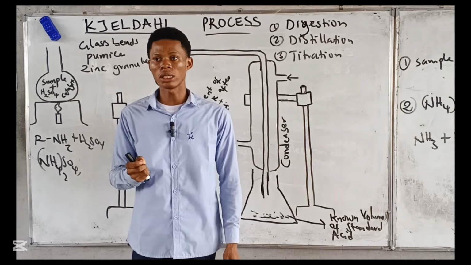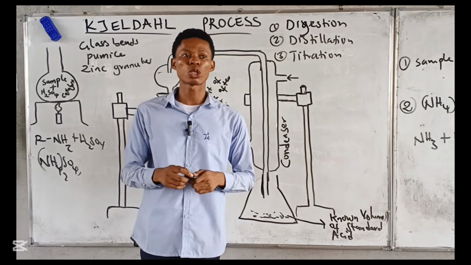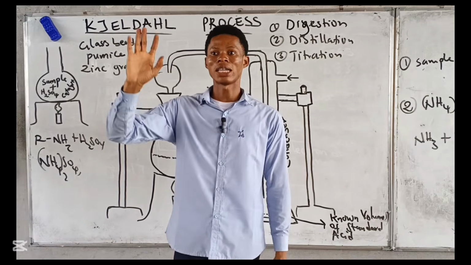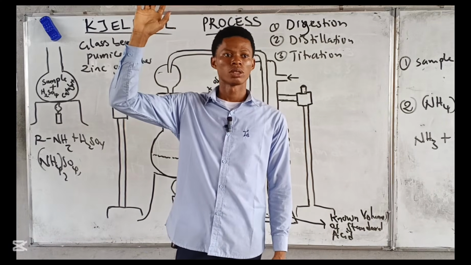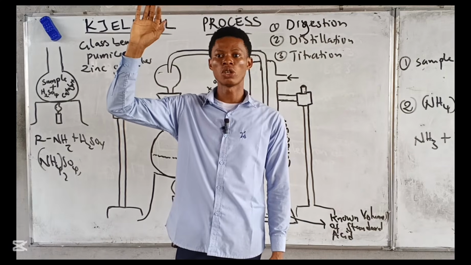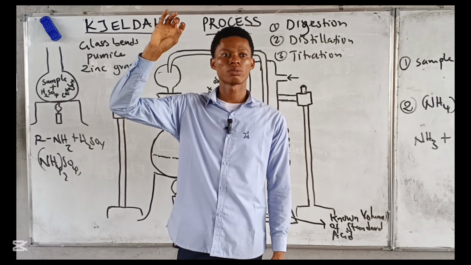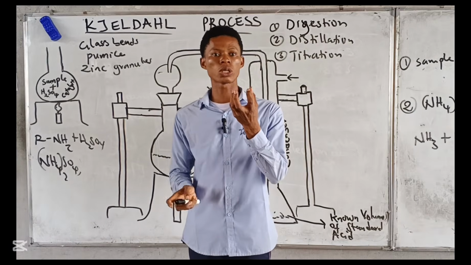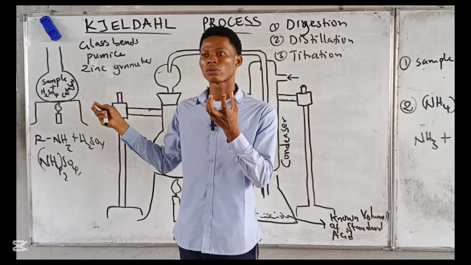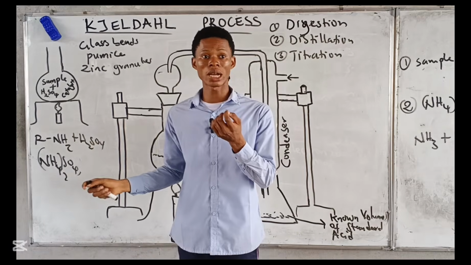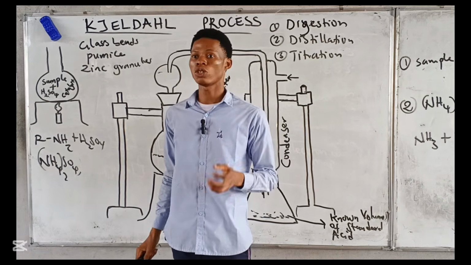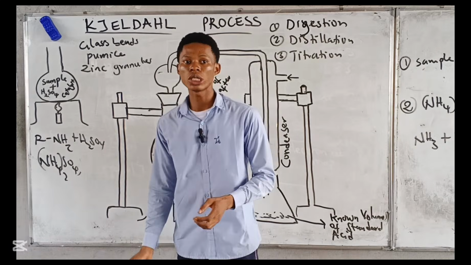Now let me run through it again. We said the Kjeldahl method is used to estimate the amount of nitrogen in a sample, right? And it has 3 steps. What, and what? Digestion, distillation, and what? Titration. And we say in digestion, you heat the sample with what? Sulfuric acid, right? H2SO4. Sulfuric acid. You add catalyst, add boiling stone, you heat.